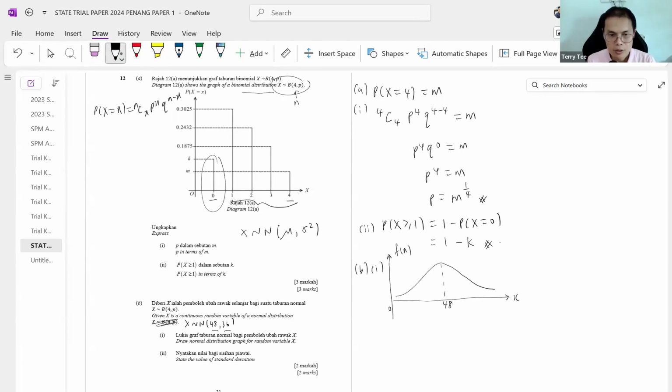Now, next, we're supposed to state the standard deviation. Standard deviation is the square root of your variance. Your variance is 36, right? If your variance is 36, you take the square root of 36, your standard deviation is just 6. Yeah, very simple. All right.